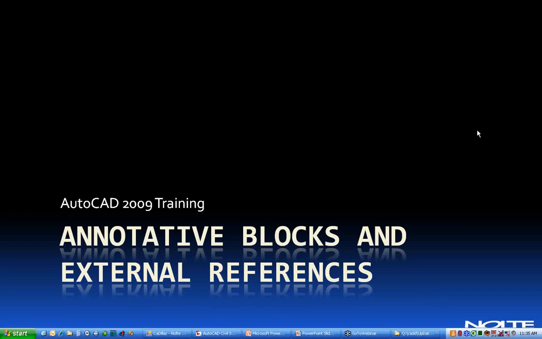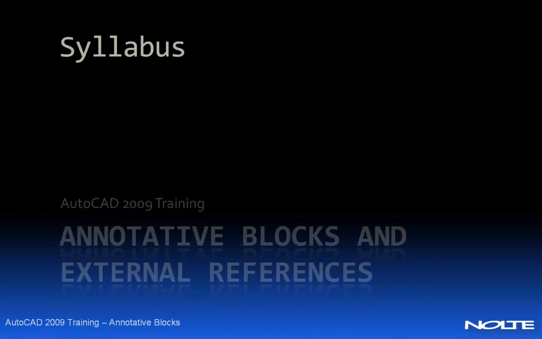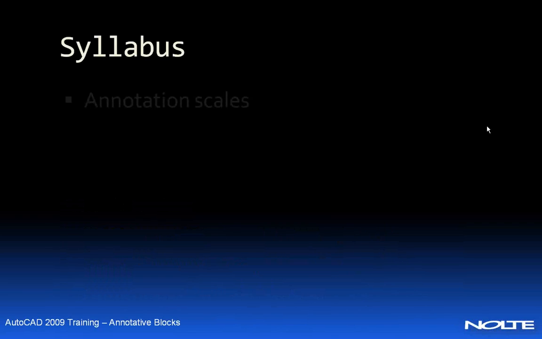Jumping into the PowerPoint presentation, let me quickly go into the syllabus of what I'm going to be covering, and I've got three main topics I'm going to work on today. We're going to start off talking about annotation scales, and this is that little button that pops up down on your status bar in AutoCAD where you can pick what scale you want to see your line weights or annotative objects displayed at. And that's annotation scales, and we'll talk about how to set these up and manage those.